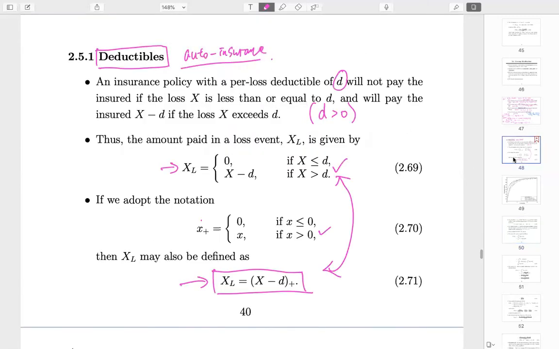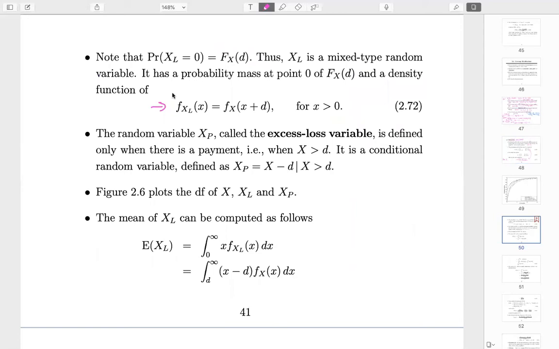If you look at the definition, you start with X. X is given. What you apply is this functional form. First of all, you subtract D and then take the positive part. Mathematically, I can say I apply a special function on X in order to get XL. So this is a slightly special transformation to get a new random variable. How do I derive this? I will get to this in a moment, but let me introduce another concept, which is XP.